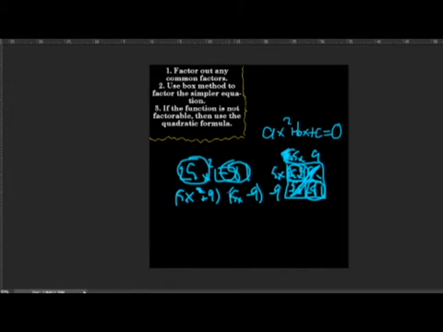So now we have these two. We're going to set them both equal to 0. So 5x plus 9 equals 0, and 5x minus 9 equals 0. Alright, so now we're going to isolate x.